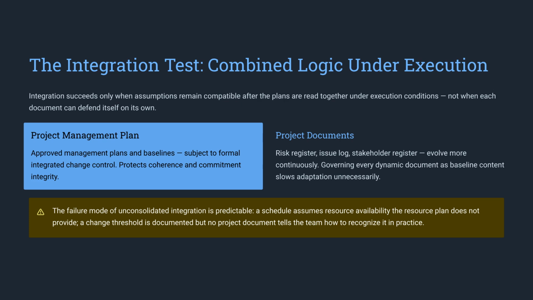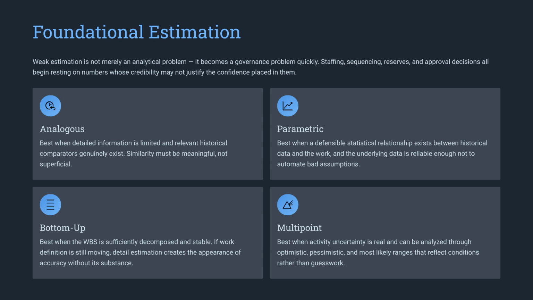The real integration test occurs under execution conditions. Baselines require formal change control, while dynamic project documents should evolve appropriately. Look for contradictions that appear when plans operate together.